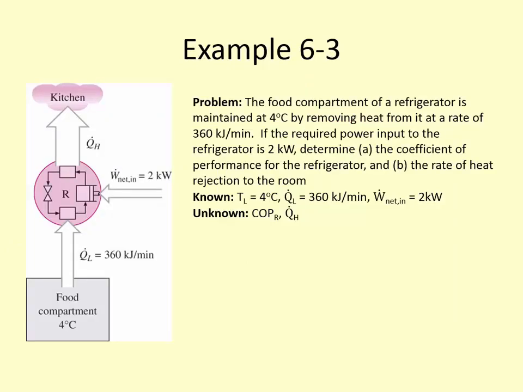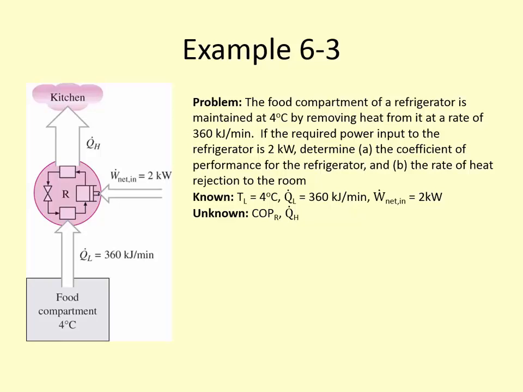And again, these are fairly simplistic. The tricky part now is just making sure that we're analyzing our system using the correct equations, because it's slightly different for a refrigerator than it is for a heat pump or for a heat engine, because our work and our heat interactions are in different directions. So if we have a refrigerator maintained at 4 degrees Celsius by removing heat from it at a rate of 360 kilojoules per minute, the required power input to the refrigerator is 2 kilowatts. Determine A, the coefficient of performance, and B, the rate of heat rejection to the room.